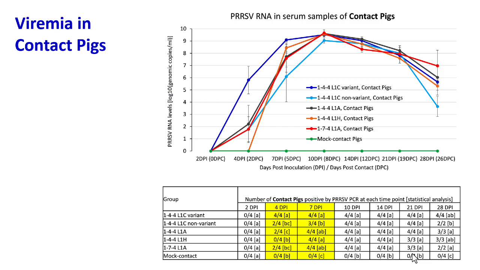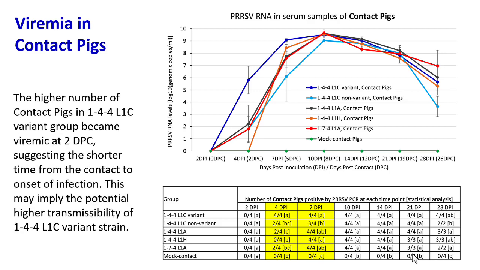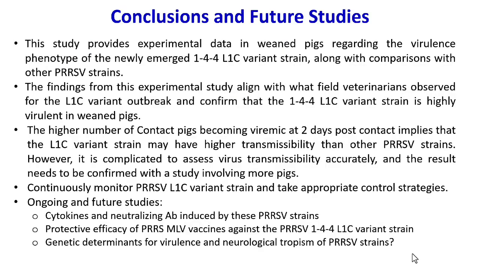You can see that with this L1C variant, at 2 days post-contact, all of the 4 contact pigs become viremic, become infected. But in other groups, at 2 days post-contact, only 2 out of 4 or even none became infected. So it looks like this L1C variant may have potentially higher transmissibility than the other strains. Of course, we need more pigs to study this.